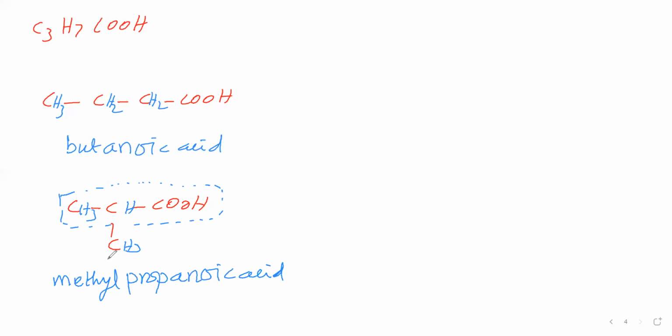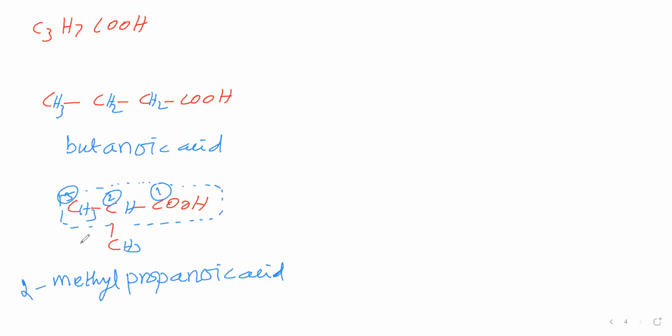Then let us say the position of the branch. For saying the position of the branch, give the numbering in the parent chain. To start numbering, the carboxylic carbon must get the least position. Therefore, the carboxylic carbon we give number 1, then number 2, number 3. Now the branch is attached to the second carbon, therefore we say 2-methyl propanoic acid for this. So we have written the carboxylic acids.